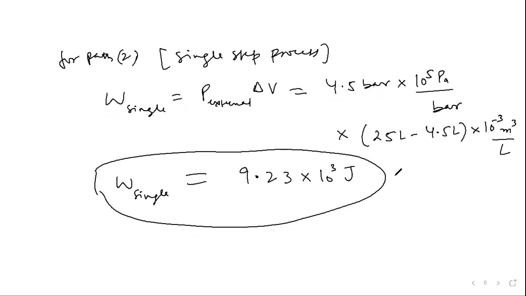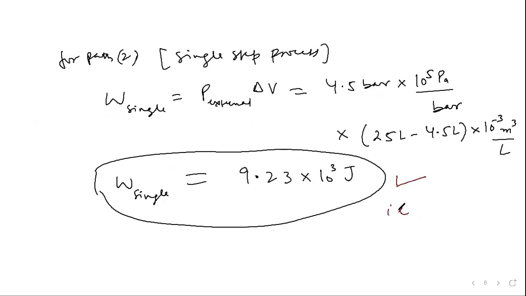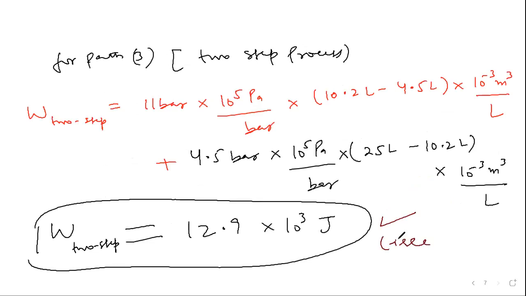This is the work done for path 2, single step, and for path 1, which is reversible. So it is a reversible path. This is irreversible. This is also irreversible. So what is the conclusion? The conclusion is the magnitude of the work is greater for the two-step process.